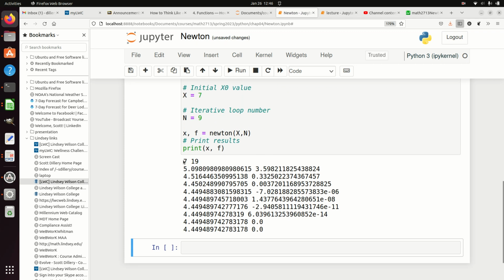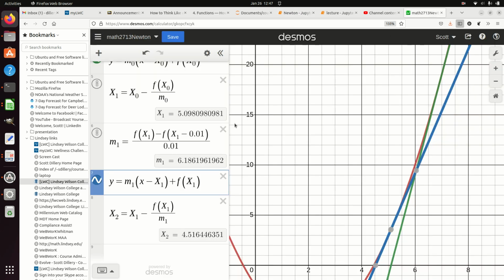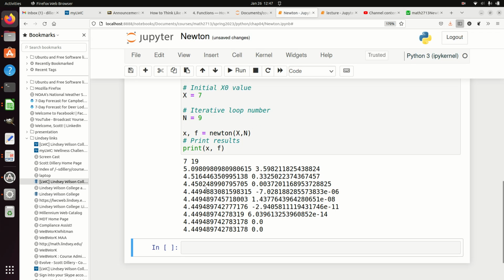And so there's our 7 and 19 that we started with. Here's our 5.09, but we were up at 3.598. Then here's our 4.516. So these are the numbers we saw back here. See, there's our 5.098. And then x2 is 4.516, so we get those same numbers.